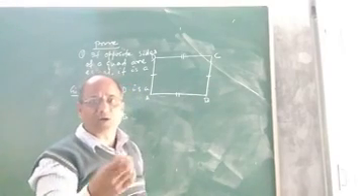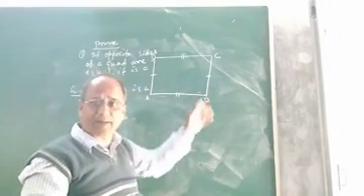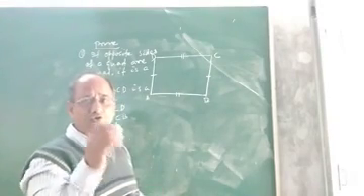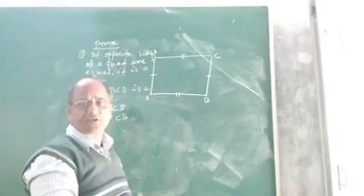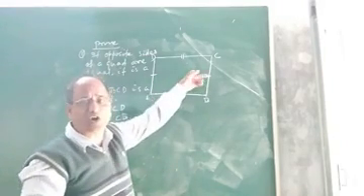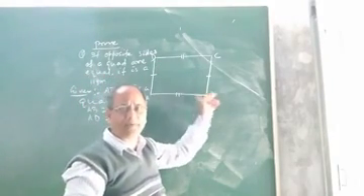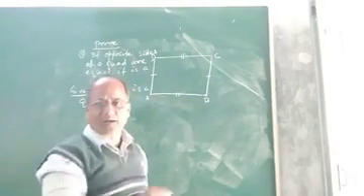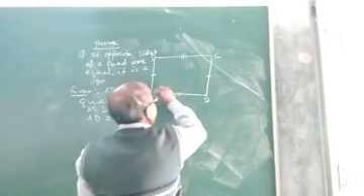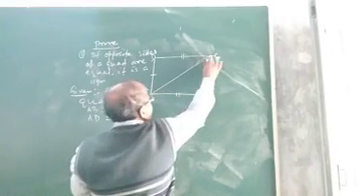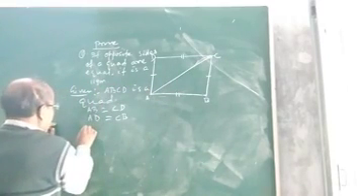Now how can we show that one pair of opposite sides is parallel in this case? To show that, you have to do some construction. What is the construction? Either you join the diagonal BD or you join the diagonal AC. Any one diagonal you join. Let me join AC. So this is our construction.